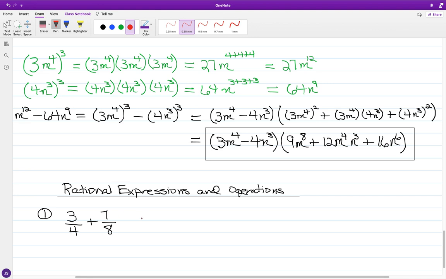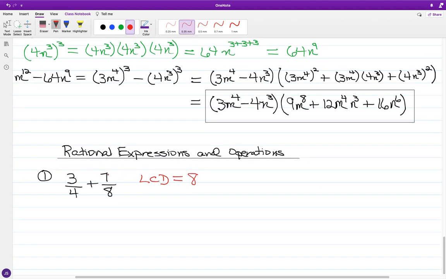And for 4 and 8, if we take the least common denominator, that's going to be the smallest number that both 4 and 8 will go into, and of course that is going to be 8 itself. So 7/8 is already in terms of the least common denominator. But with 3/4, I have to make an adjustment.